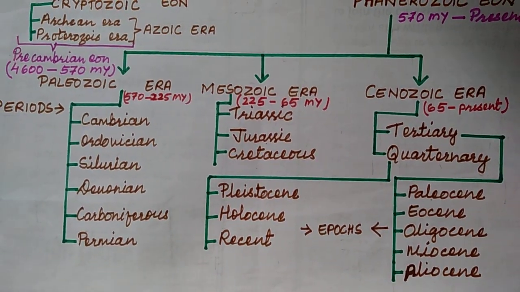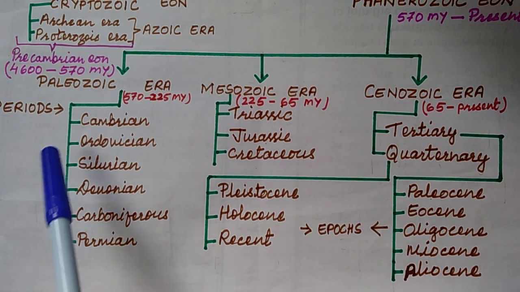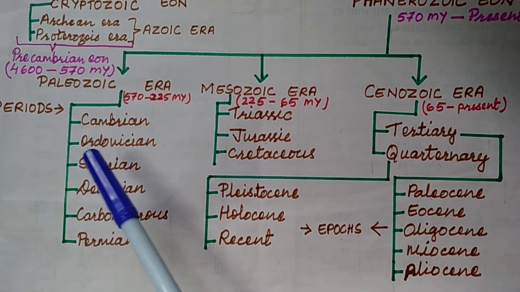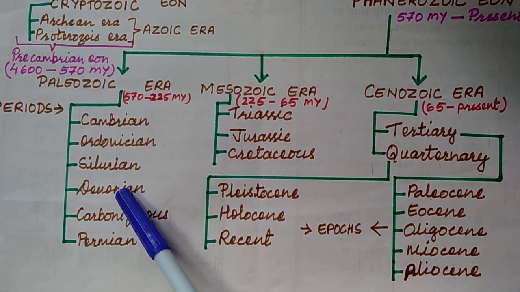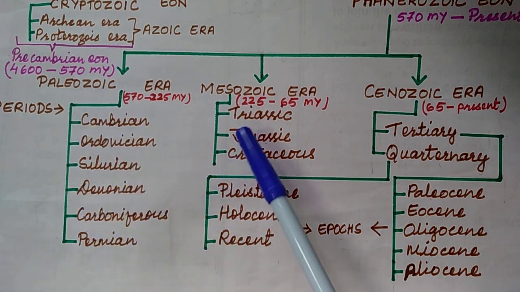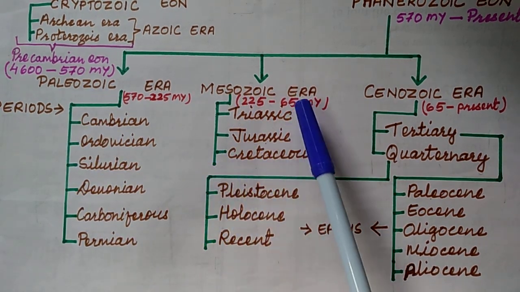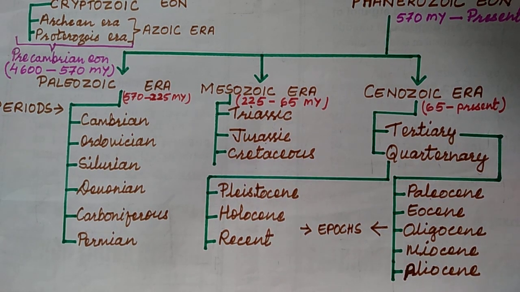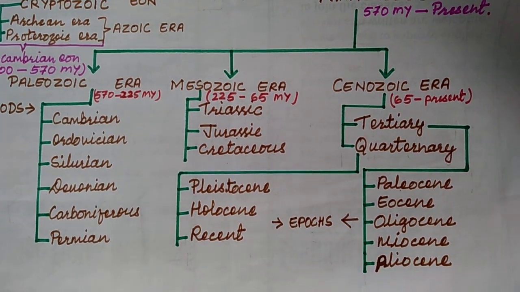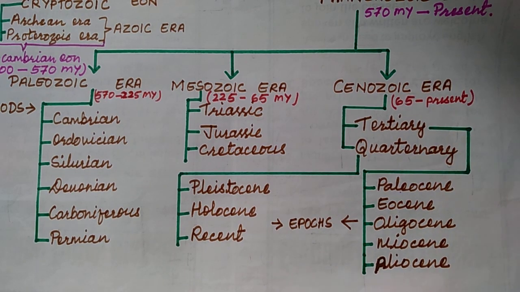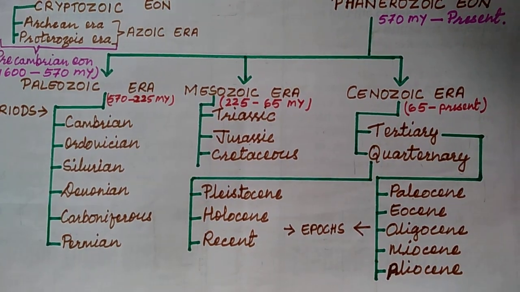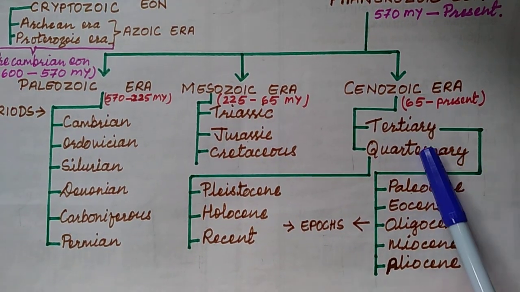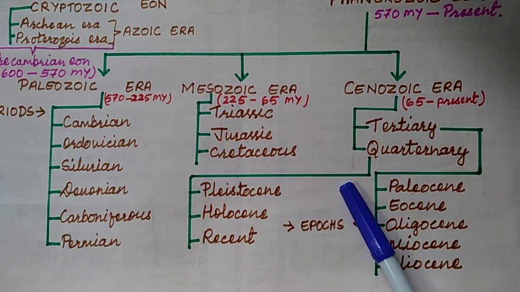The Paleozoic era is divided into the periods Cambrian, Ordovician, Silurian, Devonian, Carboniferous and Permian. These are the periods under Paleozoic. The Mesozoic era periods are Triassic, Jurassic and Cretaceous. For the Cenozoic era, the periods are Tertiary and Quaternary. Now these periods are further divided into epochs.